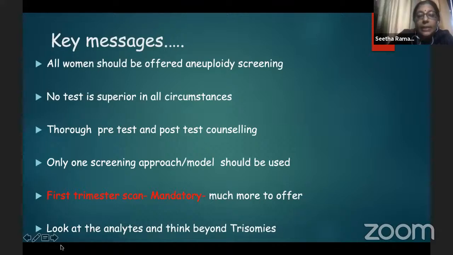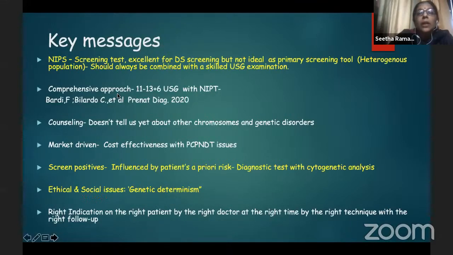Look at the analytes, as I said, and think beyond trisomies. NIPS still remains a screening test, excellent for Down syndrome, but not ideal as a primary screening tool because we have a heterogeneous population, so it should always be combined with a skilled ultrasound examination. And the most recent guidance also said that the comprehensive approach, combining an ultrasound with an NIPT, would give the most acceptable screening method.